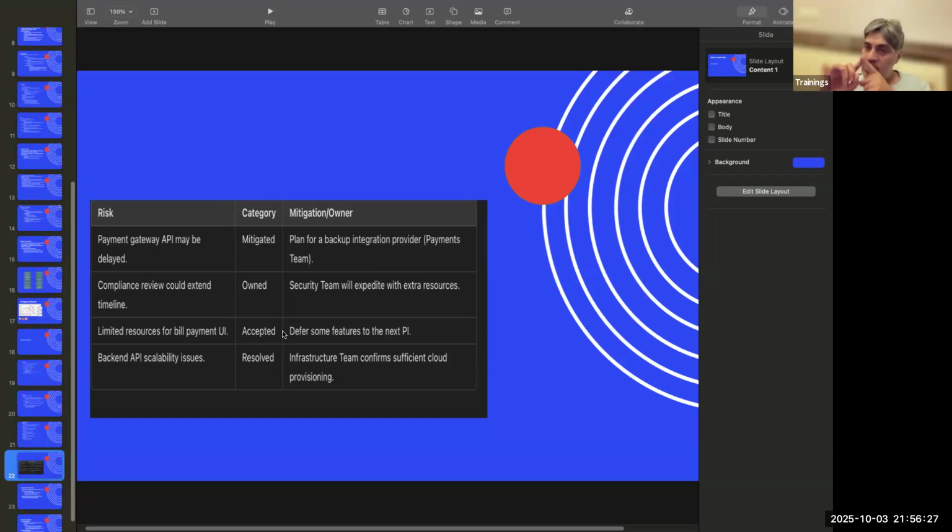Is this clear? The concept of confidence voting, the concept of program board, the concept of risk board, the concept of PI objectives. These 4 things are done on day 2. Any doubts? The risk board we'll discuss in detail next also.